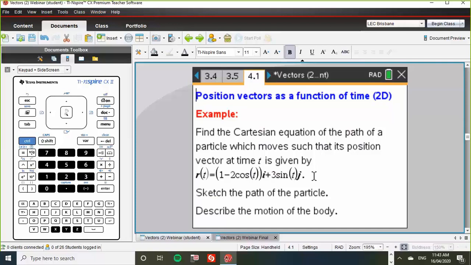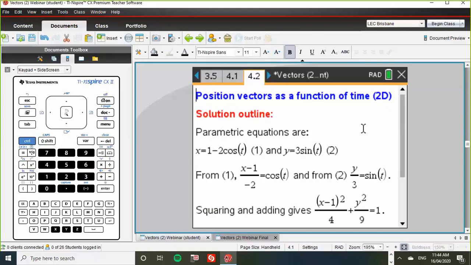So what we want to do is sketch the path of the particle and again describe the motion of the body. So please understand that in these questions you would be doing some by hand mathematics, and also potentially performing some parametric graphing if you want to visualize the path of the particle and also how the body is moving. Okay, and I've deliberately left out what t stands for there. So we'll go to the next page, and our solution outline.